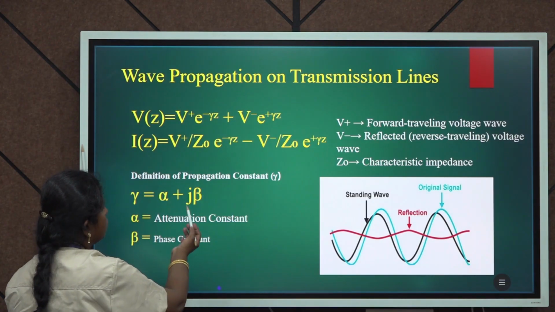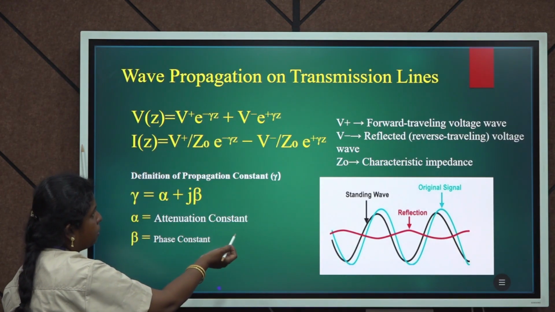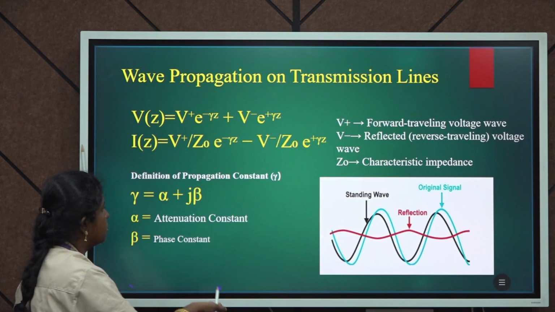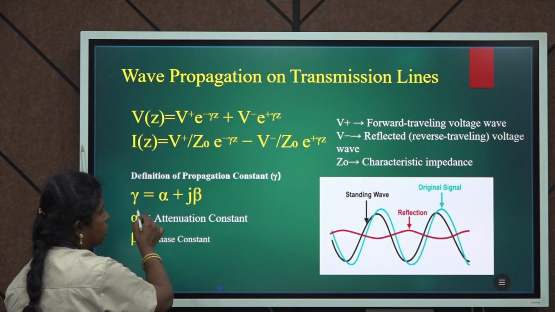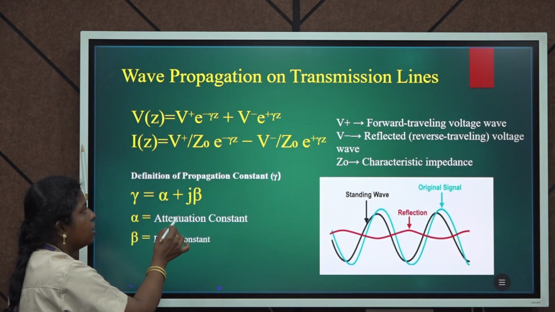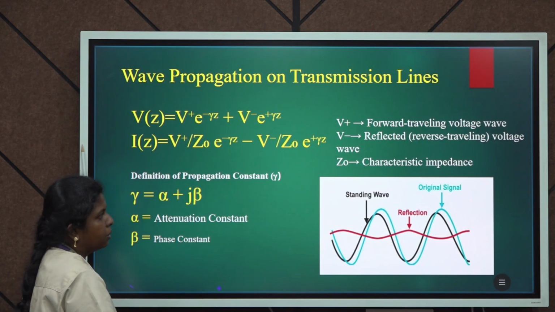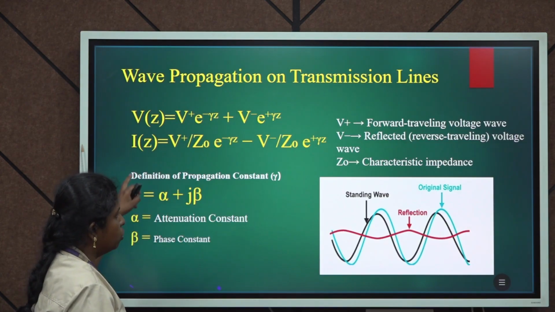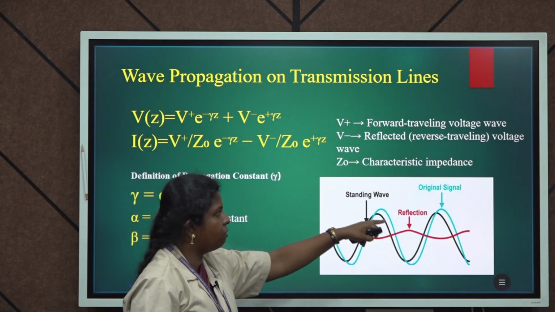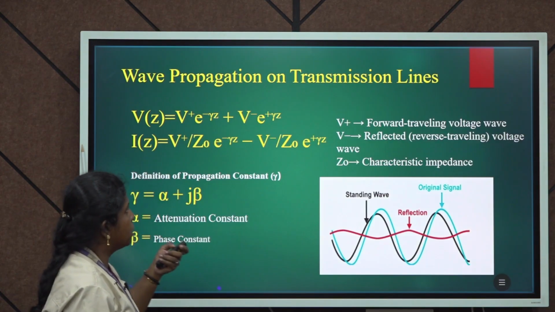Another parameter involved in the transmission line is the propagation constant, defined as gamma equals alpha plus j beta. Alpha is the attenuation constant and beta is the phase constant. It is all due to the properties of standing waves, reflections and the original signal.